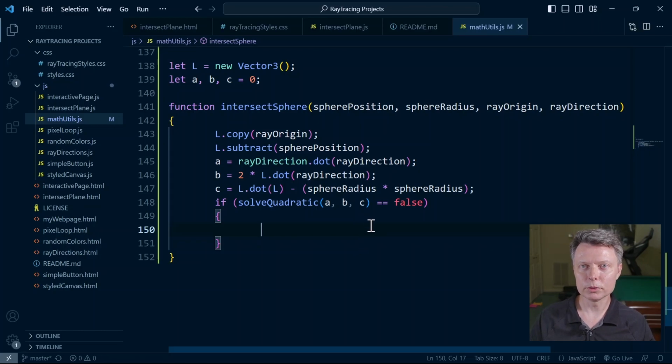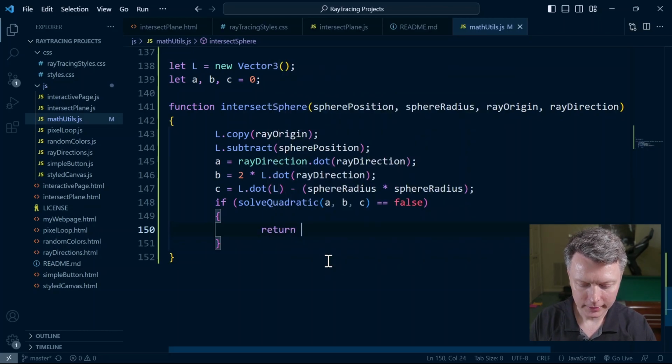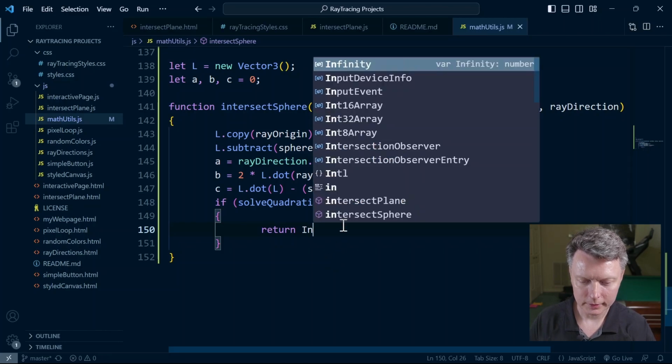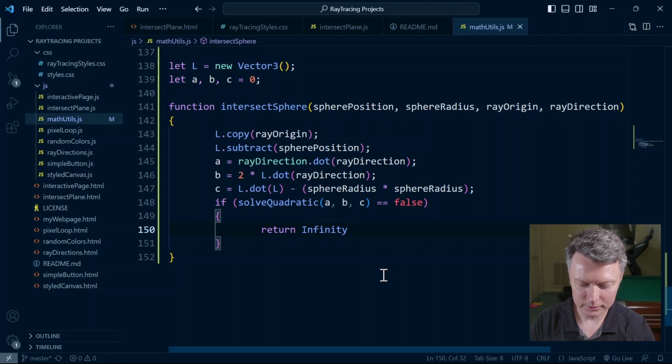So if it comes back false, what do we want to do? Well, we want to exit this function, of course, but instead of just returning, let's return infinity. That means the t value for this ray versus the sphere that we were testing is infinite. So it will never hit. If you extend the ray out for infinity, it'll never hit the sphere. And so back in the ray tracer, when we call this function, if we get infinity back, then we know that it didn't hit the sphere at all, and we should just draw the sky or whatever's behind the sphere. So return infinity, and it's a capital I in JavaScript. And that was a statement, so semicolon.